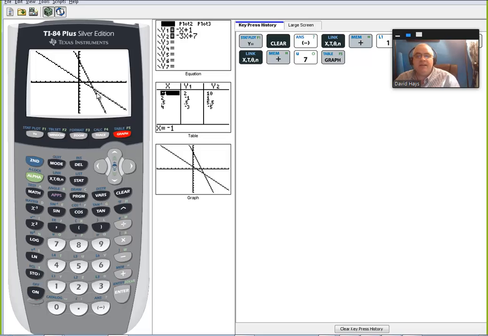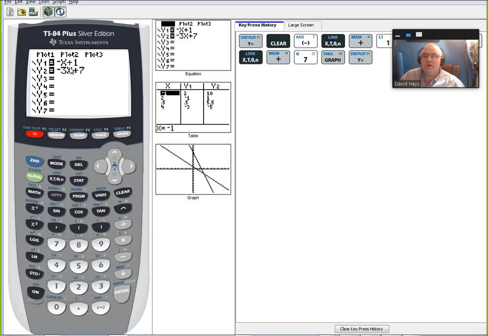Now your answer on these is where they intersect. And the reason why I say this is not a great method by graphing is it's hard to see. It's hard to tell where they intersect. Now there is an easier way in your calculator.